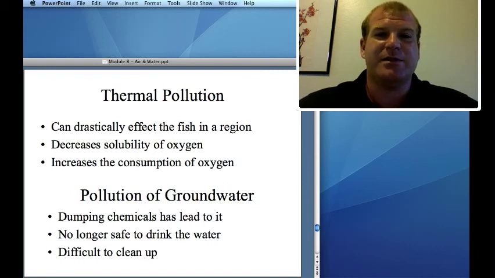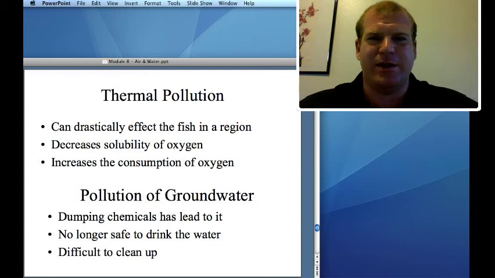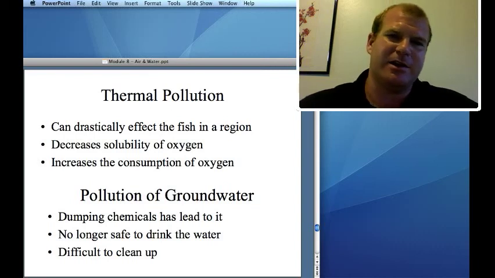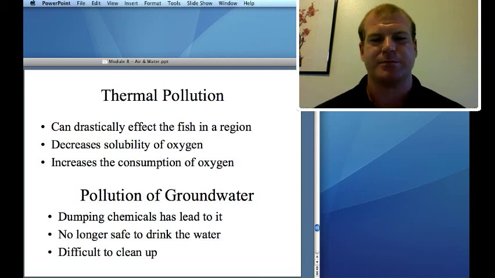And maybe you also know this from Boy Scouts, or if you ever boiled water for purification. It tastes kind of flat after you're done boiling it, so if you shake it up for a little bit, it'll absorb more oxygen and taste better. Thermal pollution decreases the solubility of oxygen, but it also increases the consumption of oxygen, and it causes a synergistic effect where the oxygen levels go down.